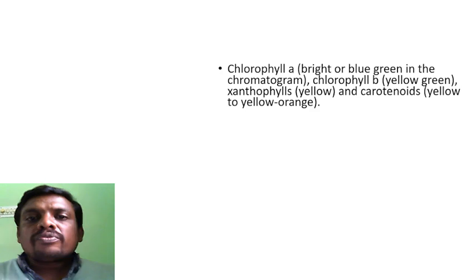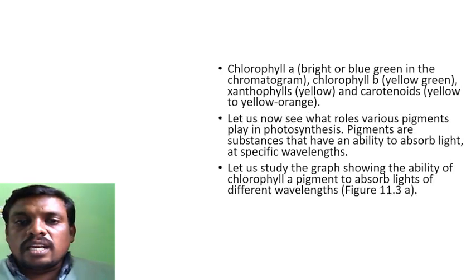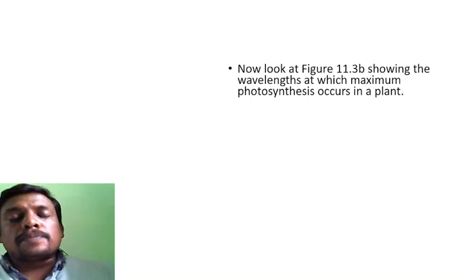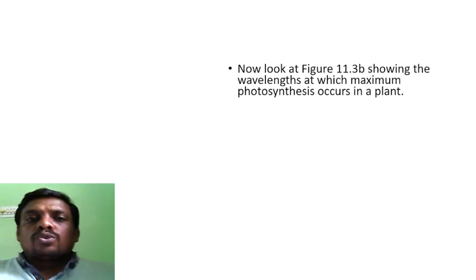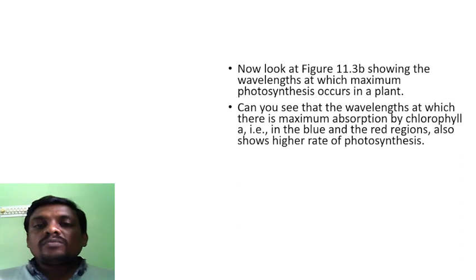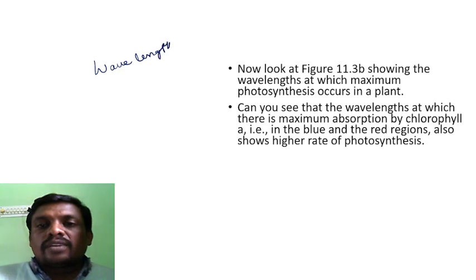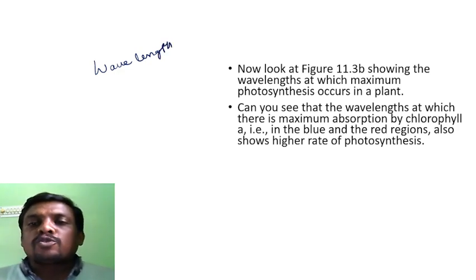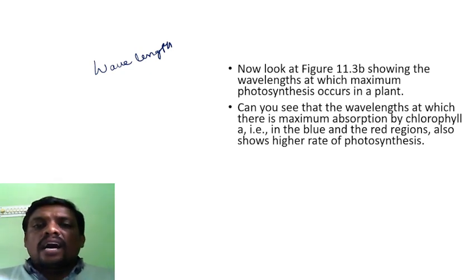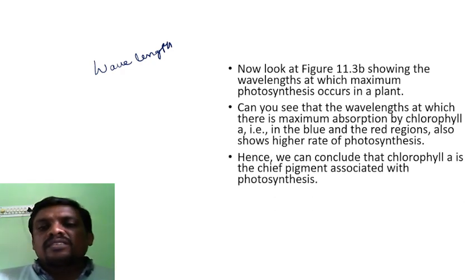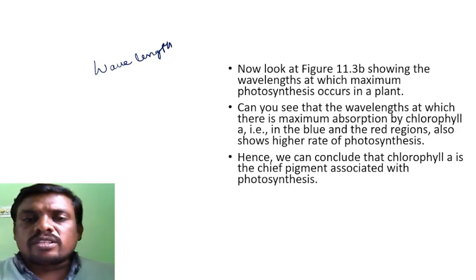So, chlorophyll A, I already told you. Let us see how these VIBGYOR colors are separated as per the graph. Now it is showing the wavelength at which maximum photosynthesis occurs in a plant. Can you see that wavelength? It is the wavelength at which there is maximum absorption by chlorophyll. The blue and red regions show a higher rate of photosynthesis, so we conclude that chlorophyll A is the chief pigment associated with photosynthesis.